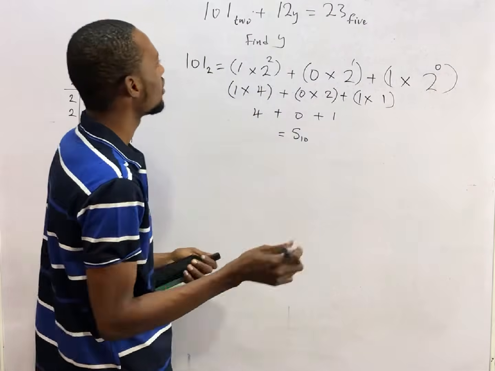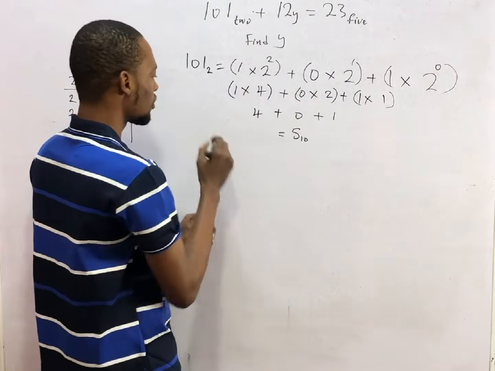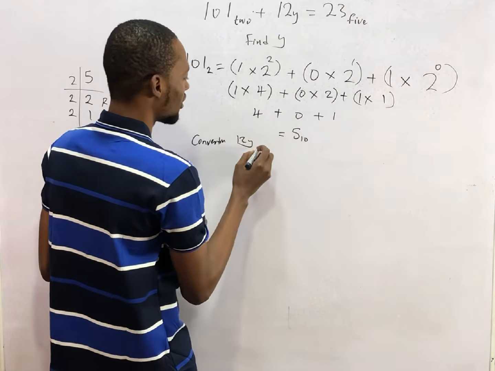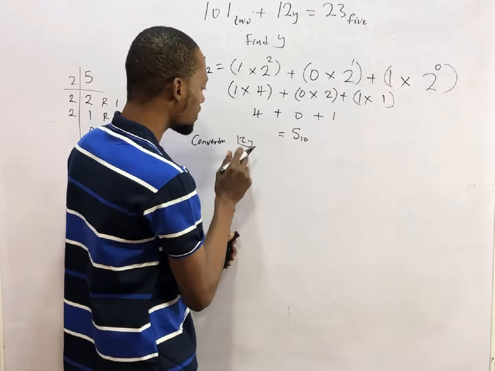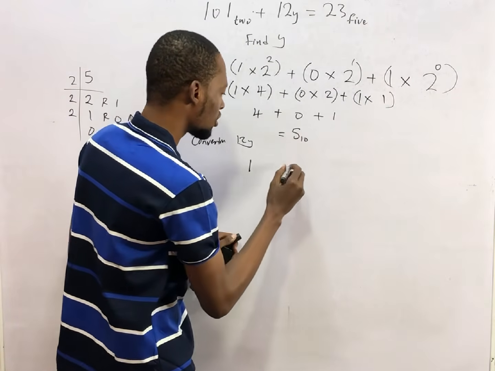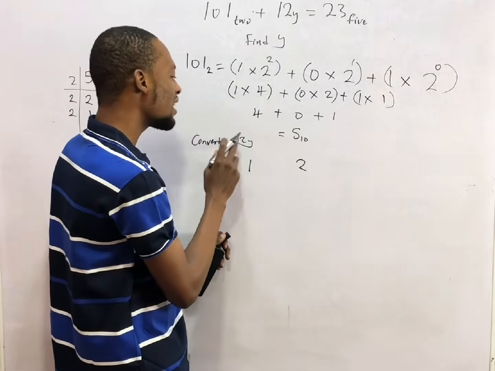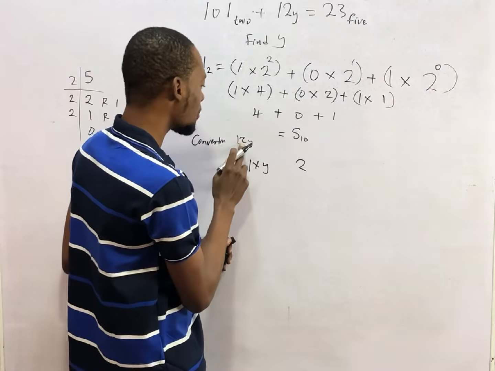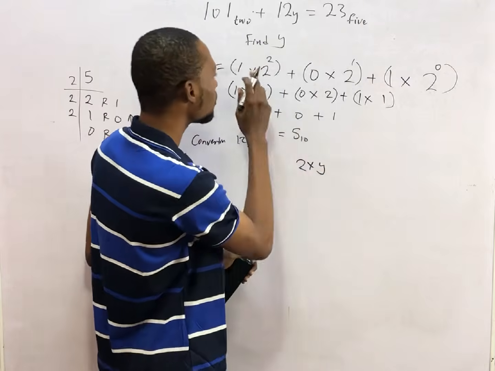Let's convert this guy to base 10. So converting 12 base y, how do we convert? 12 is in base y. We say 1, 2. We multiply each of them by the base: 1 times y, then 2 times y, just like we did here.